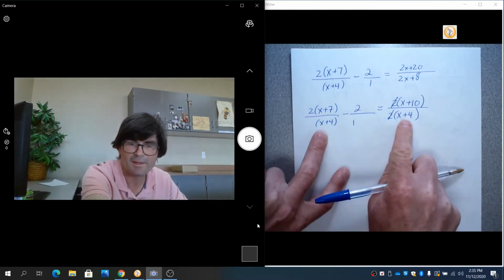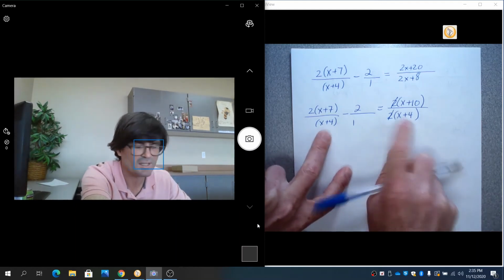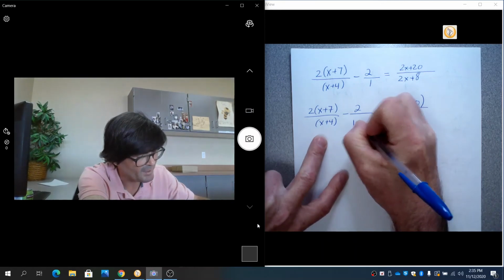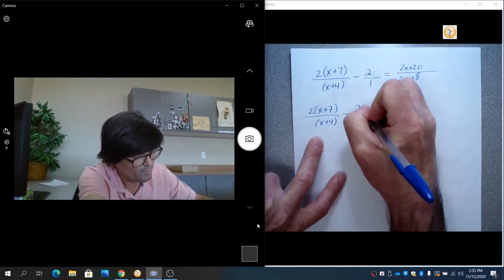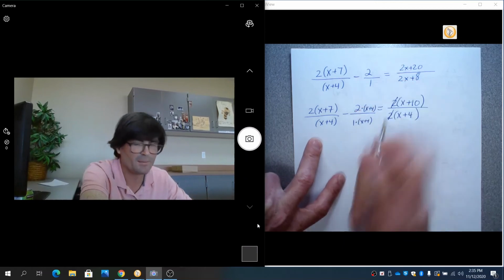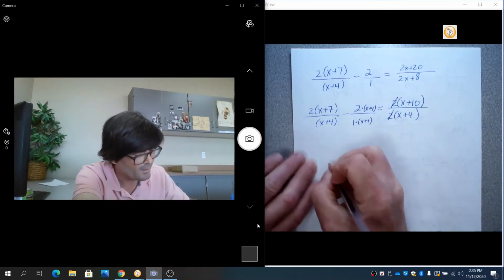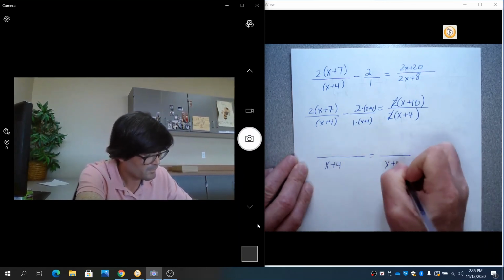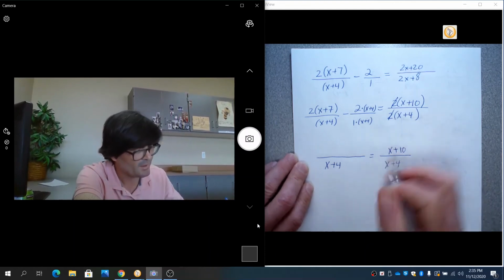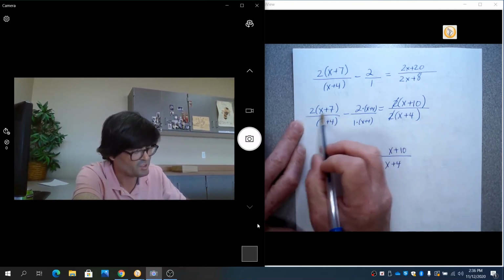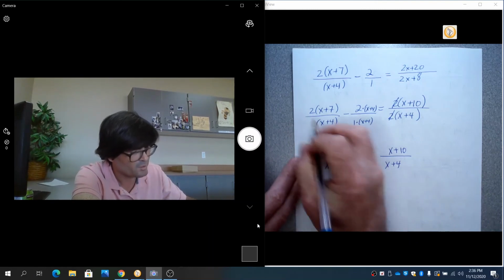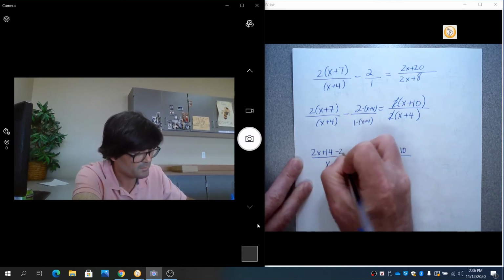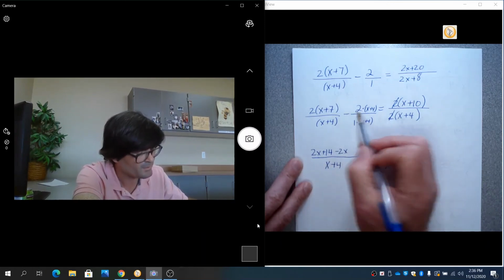So now we have the same denominators on the left and right side, at least in these two fractions, not there, but we're getting there. If you multiply this by x plus 4 over x plus 4, you achieve a denominator that's the same everywhere. So we're going to have x plus 4, and x plus 10 is going to stay there. Let's complete this. 2 times x is 2x. 2 times 7 is 14. Minus 2 times x. Minus 2 times 4 is minus 8.